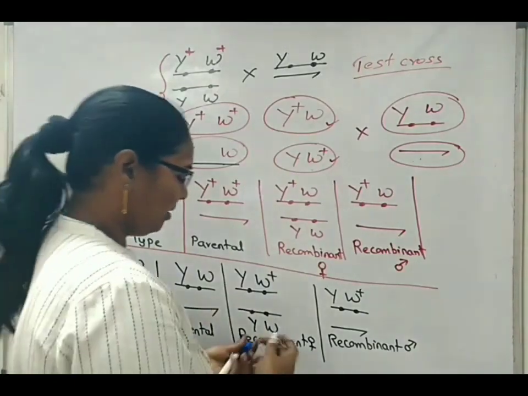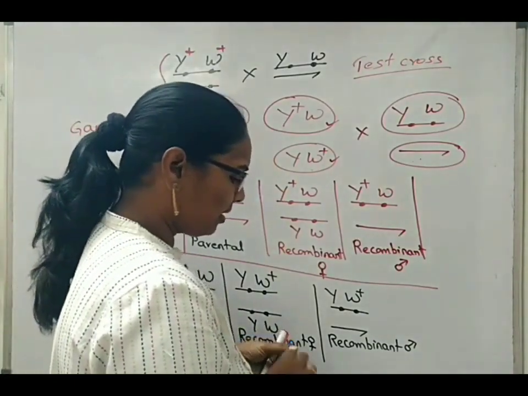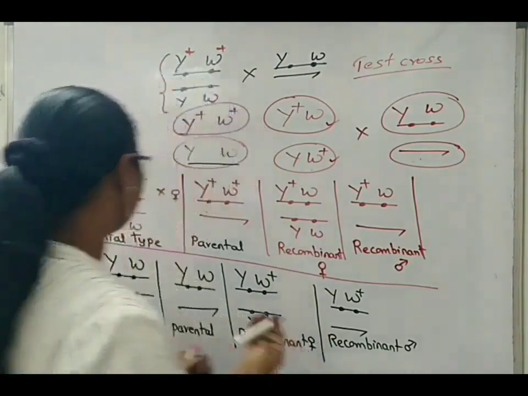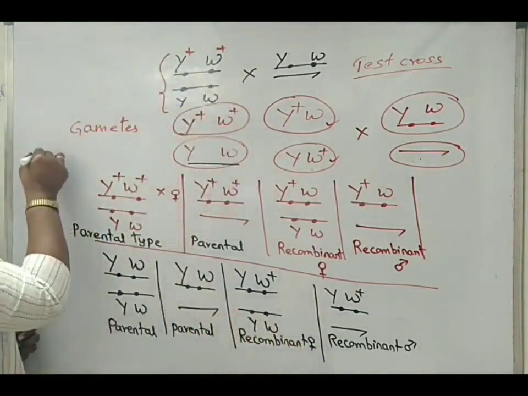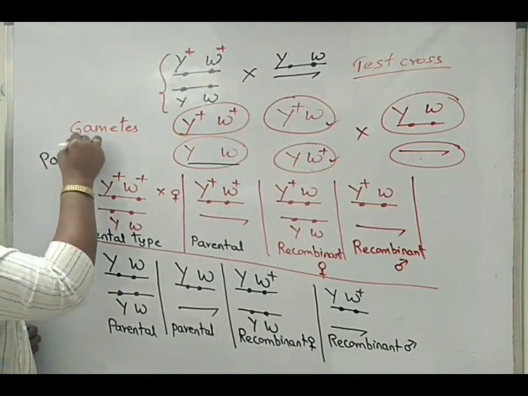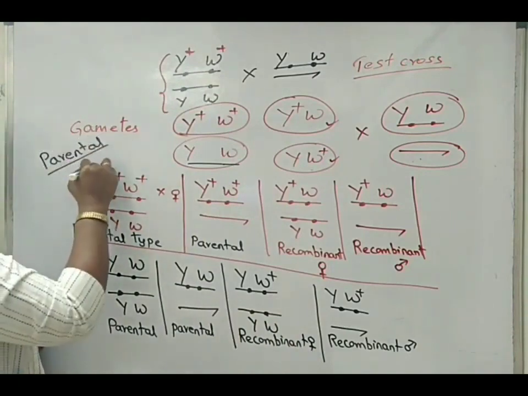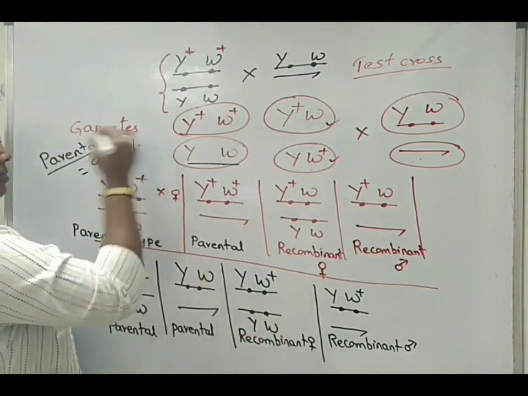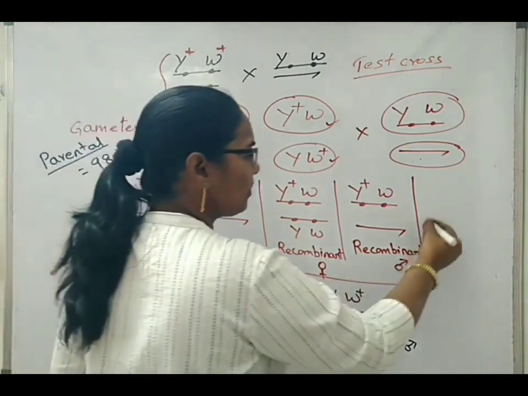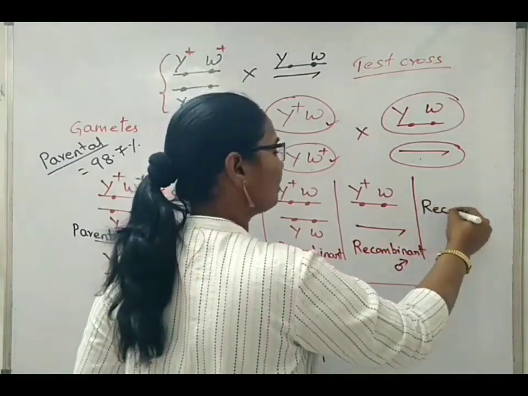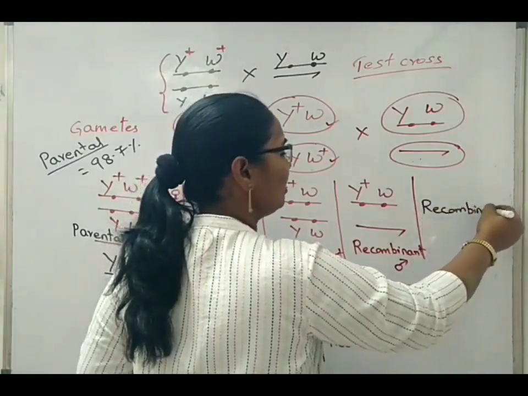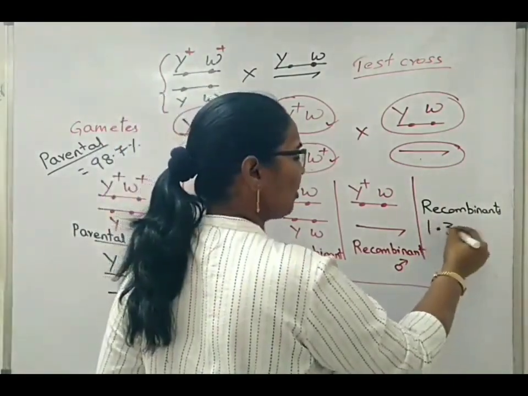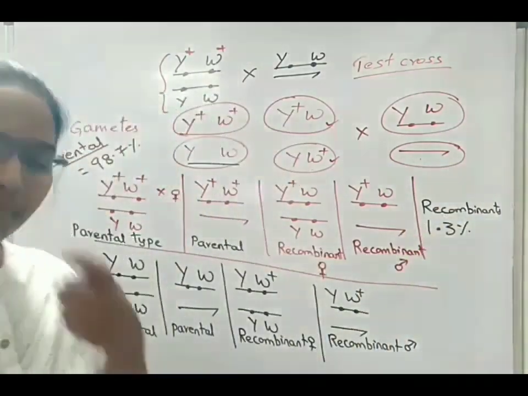So when Morgan considered the percentages, he observed more parental combinations. That is parental combinations, he has observed 98.7%. And the recombinant percentage, he has observed recombinants very, very less in number, that is 1.3% only.